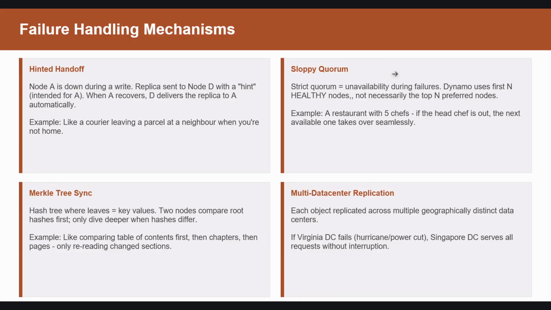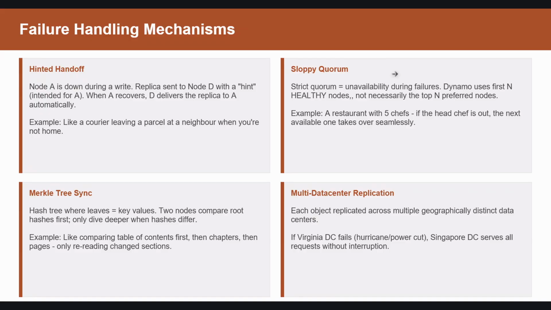The next available chef steps in, and service continues normally. And the third one is Merkle tree sync. When a node comes back after being offline, how do you know which data it missed? You don't want to compare every single record. That would take forever. Merkle trees solve this elegantly.